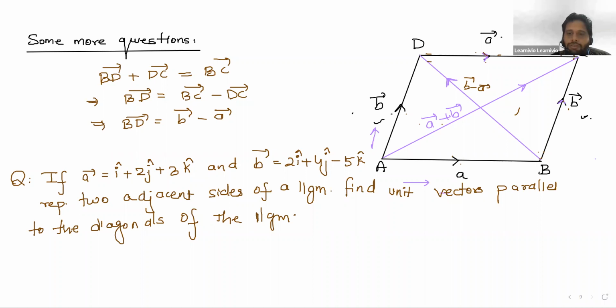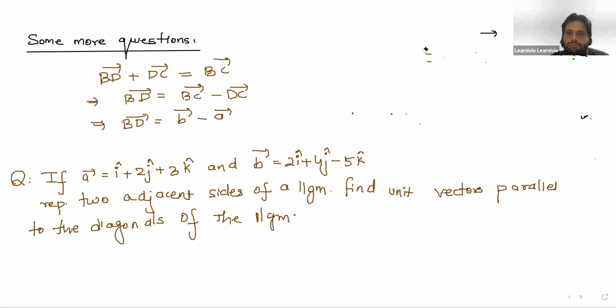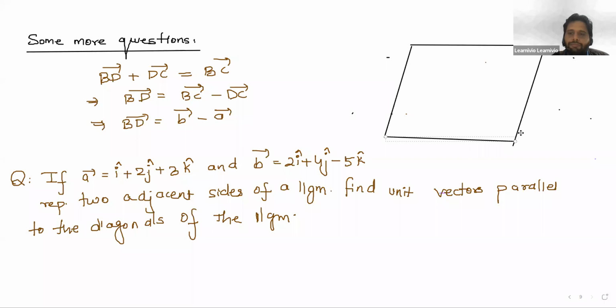Okay, Omer, I will explain this again. First of all, draw a parallelogram, okay? And you have to tell me all the directions. Okay, this is a parallelogram. This is A, this is B, this is C, and D.